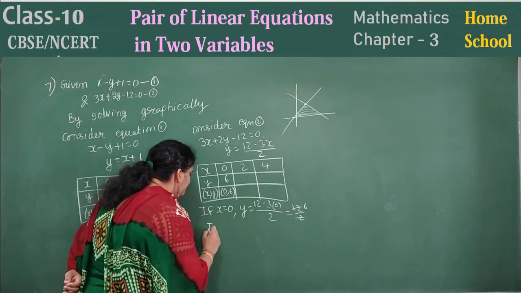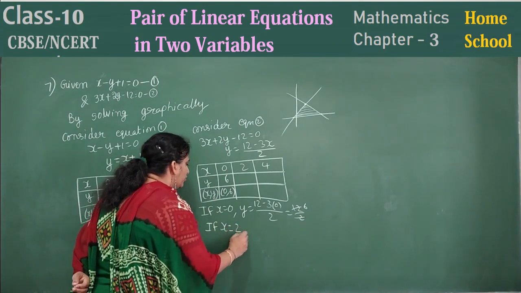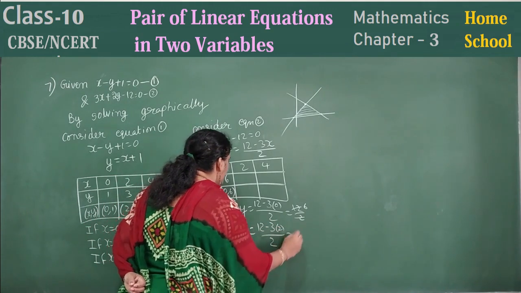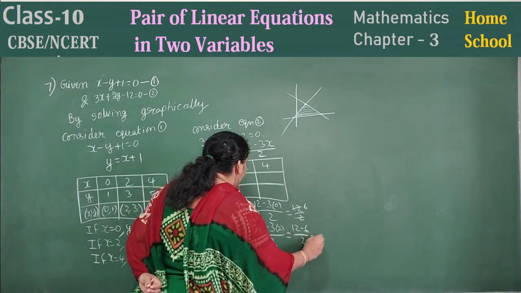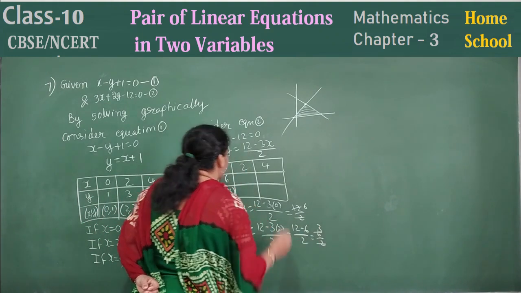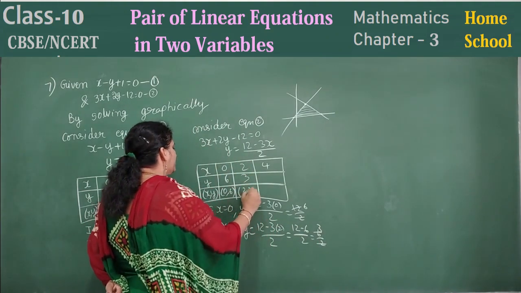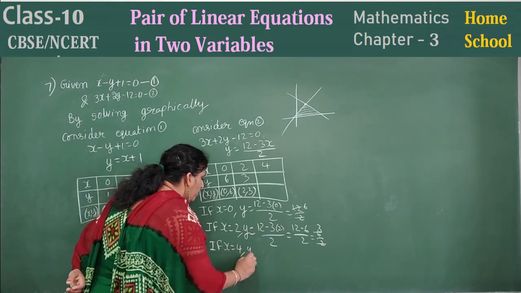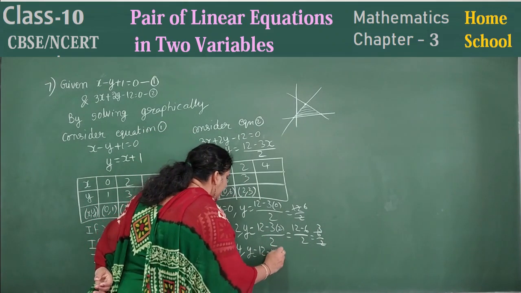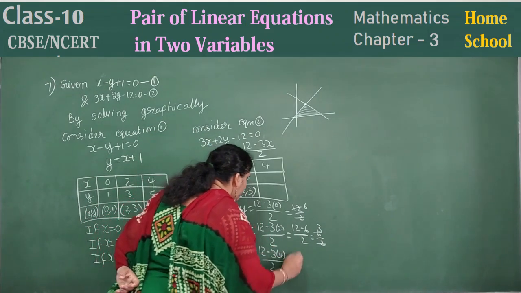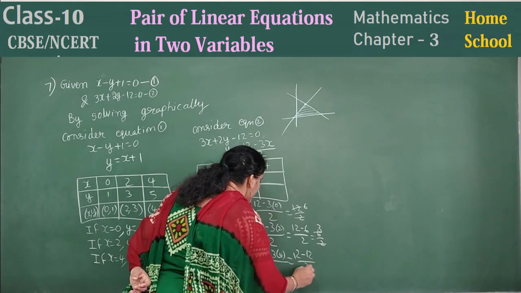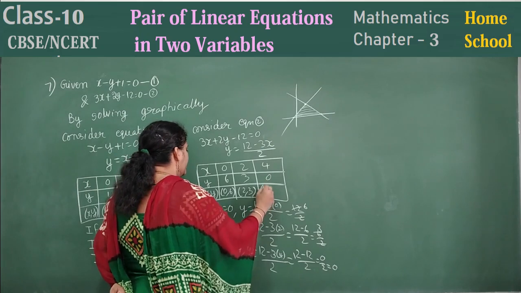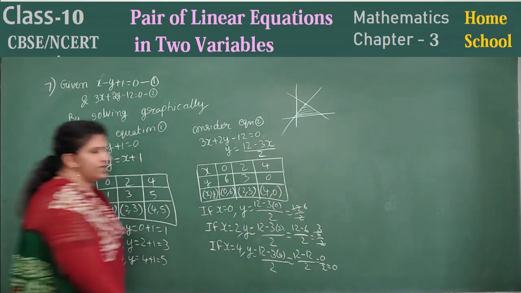So take the next one. If x is equal to 2, y is equal to 12 minus 3 into 2 by 2. 12 minus 6 by 2, that will be 6 by 2, that is 3. 2 comma 3. If x is equal to 4, y is equal to 12 minus 3 into 4 by 2. 3 fours are 12. 12 minus 12, 0 by 2 will be 0. So your coordinates are 4 comma 0.